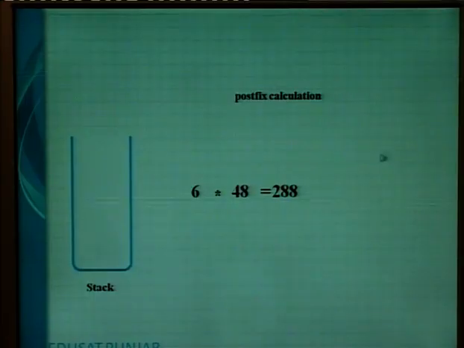So, we have encountered the end of the expression. At the same time, we need to check the status of the stack. If the stack is not empty, this means there is some error in the evaluation, but here the stack is already empty. So, we have completed the evaluation of the expression successfully and the result is 288.